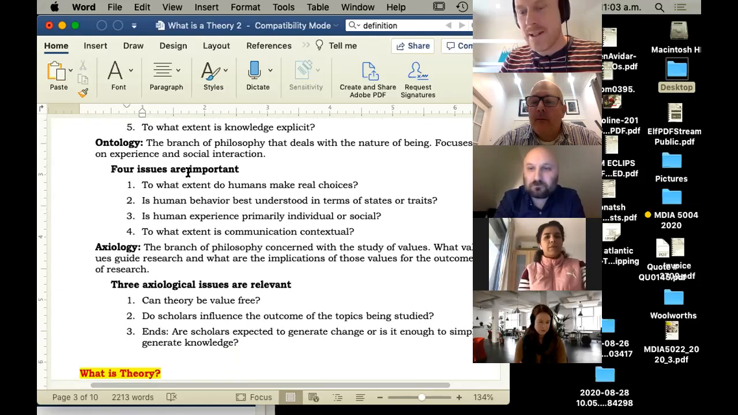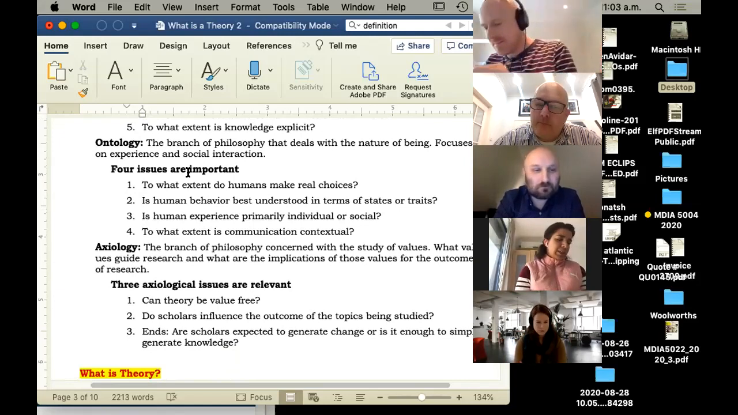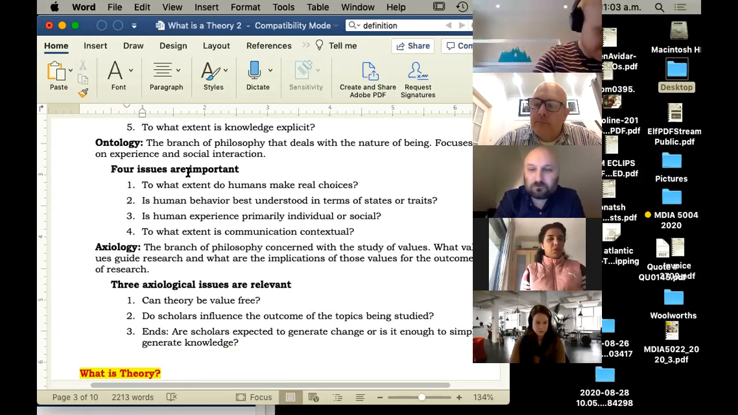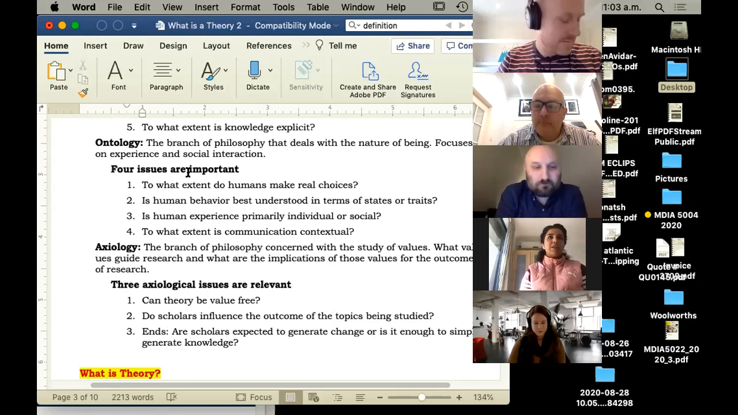Okay. Shima, did you have anything else to add? Yes, in terms of ontology, I would say knowledge or communication is social and contextual. And in terms of axiology, I would say that the theory is not value-free, and our values depend on the values of our publics.